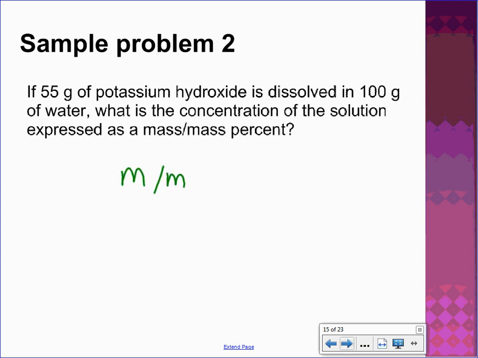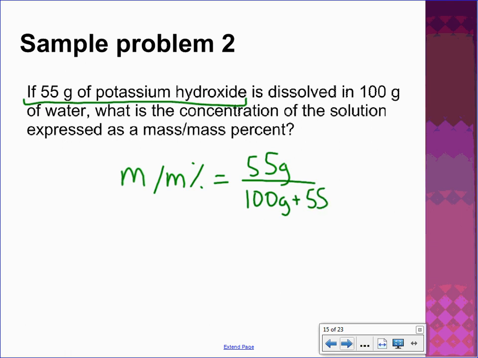So for that mass percent, it is going to be the mass of our solute, which we're told is 55 grams. So it's that potassium hydroxide that we're dissolving into water. And we need to divide that by the mass of the total solution itself. So when we have that final solution, it is going to take into account the mass of the water plus the mass of the potassium hydroxide that we have dissolved in that water. And of course, multiplied by 100.